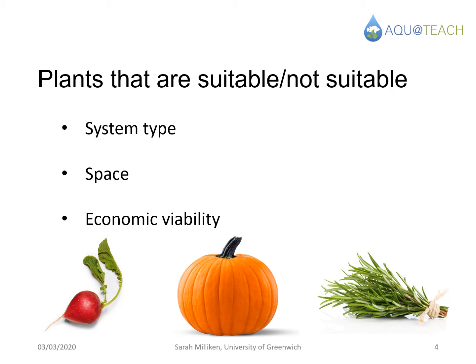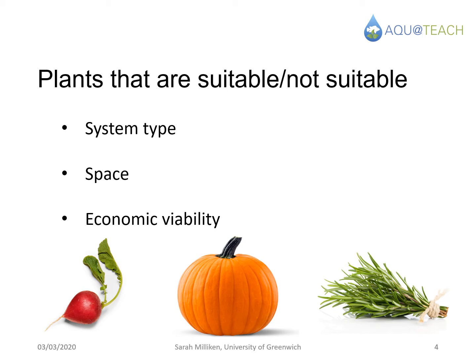More than 150 different vegetables, herbs, and flowers have been grown successfully in aquaponic systems. But there are some plants that don't grow well, some that don't make sense in terms of economics, and some that probably won't work due to space restrictions. The type of system will also affect plant choice.